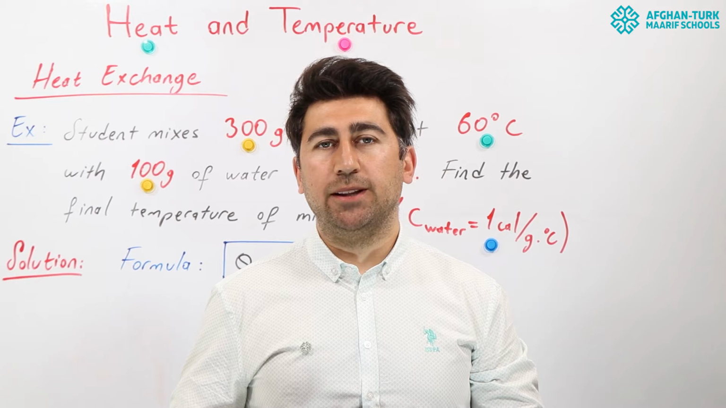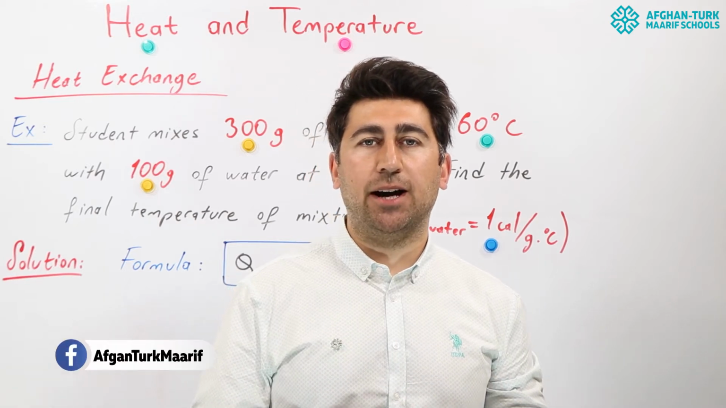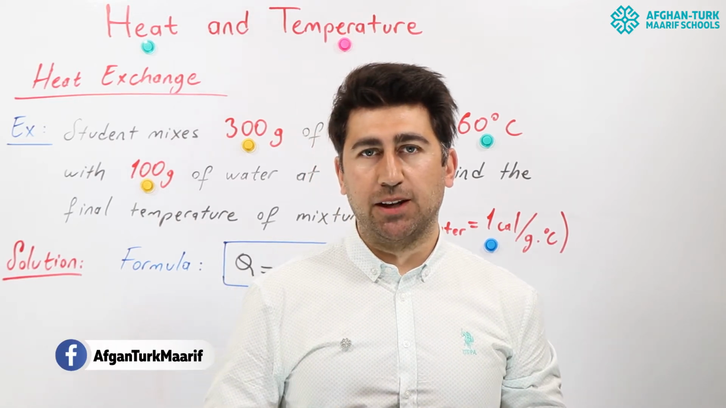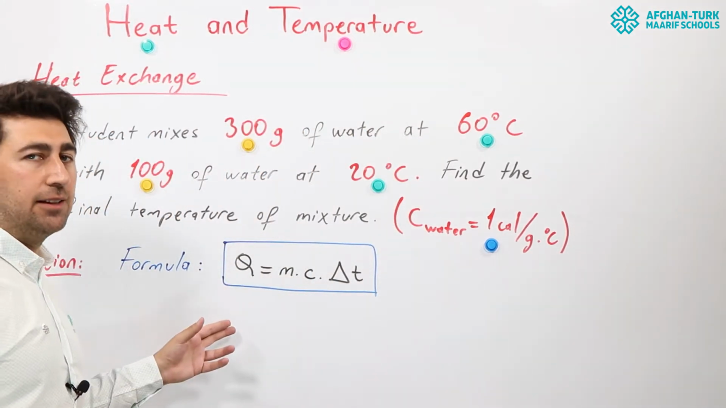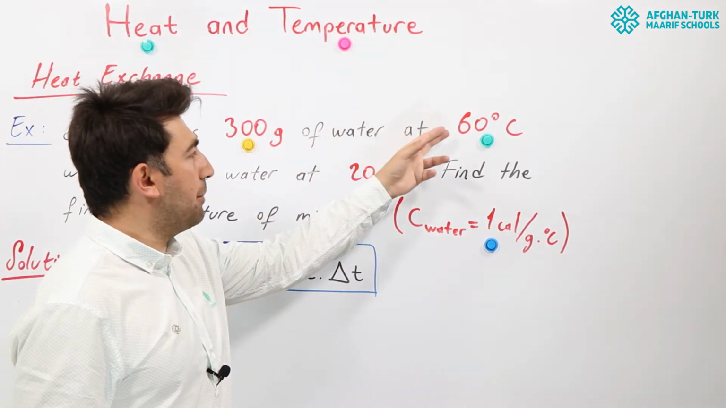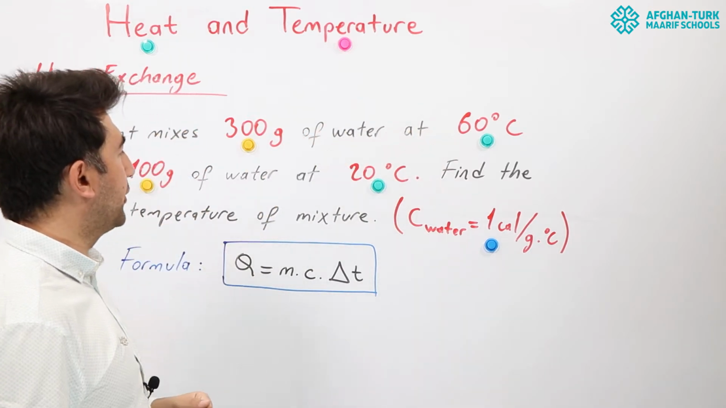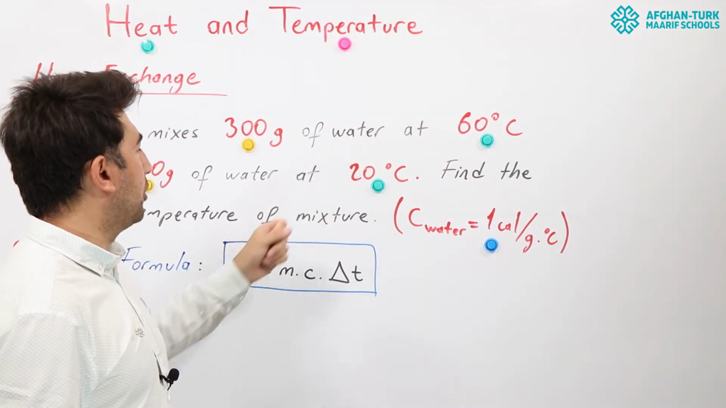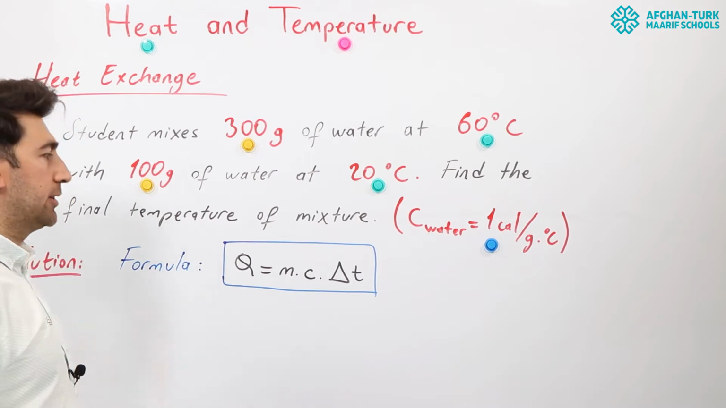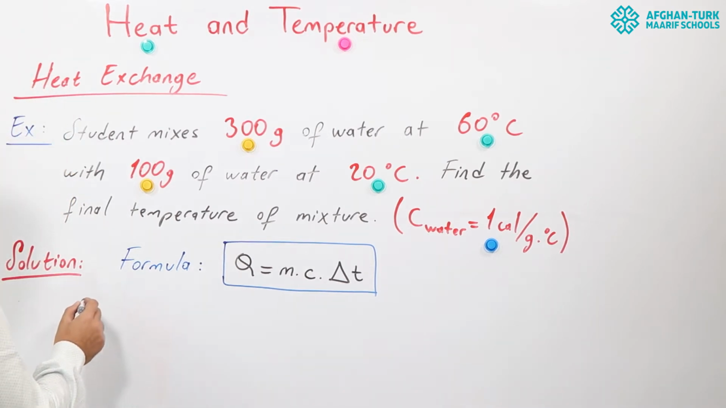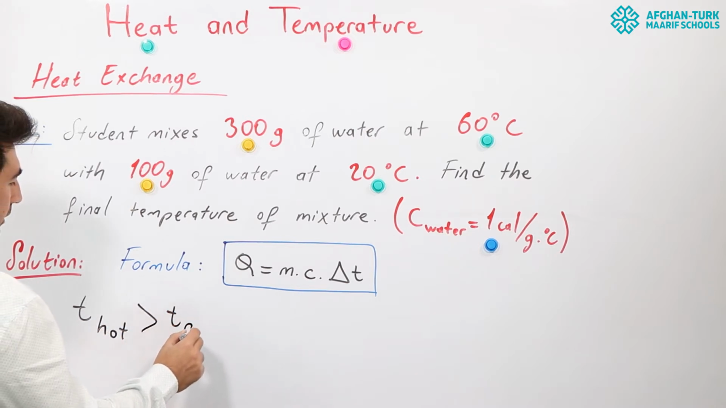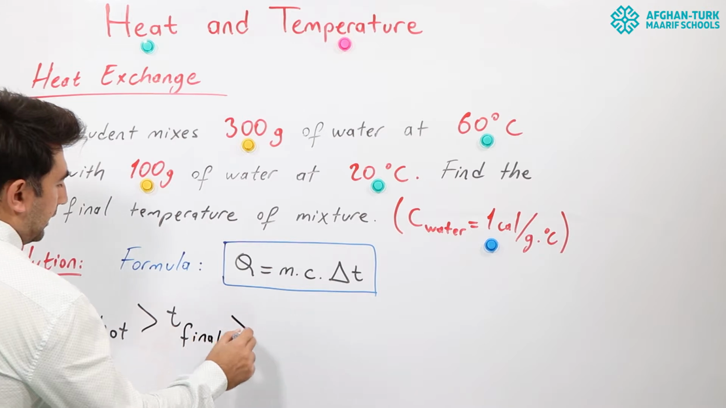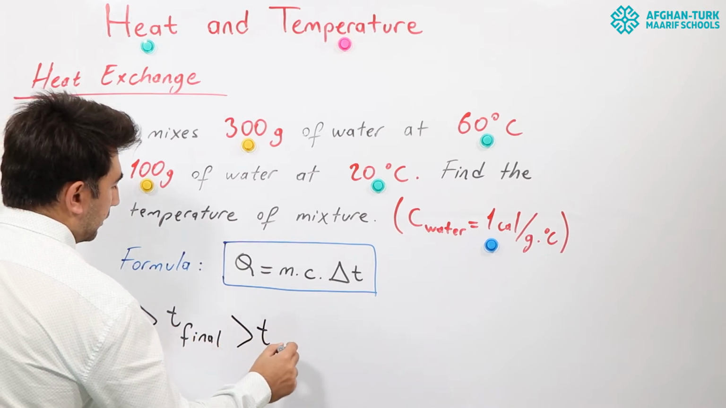Before starting to solve the example, we have to define the relationship between the temperatures. We have three temperatures here: T final, the temperature of the first cup of water, and the temperature of the second cup of water. So it could be like this: T hot bigger than T final, and it's bigger than T cold.